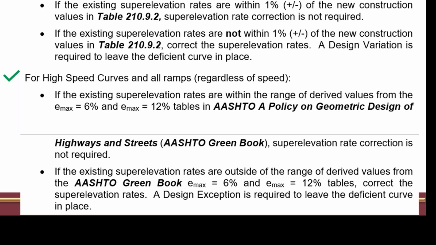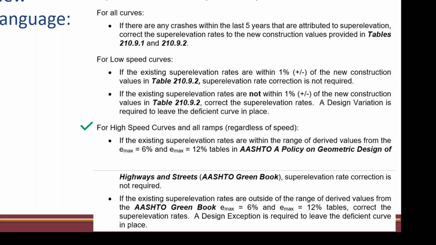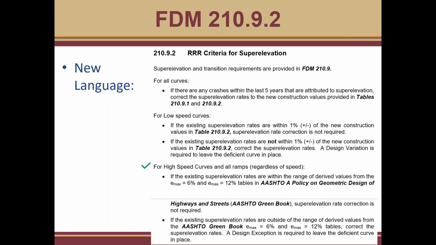That was clunky, so instead, now we tell you that if your existing curve is within the range of derived values from the e-max 6% and e-max 12% in the AASHTO Green Book, then you do not need to correct your super. The next bullet says that if you don't fall within that AASHTO range, then you should either correct the curve or else you'll need to process a design exception to leave the deficient curve in place. This is the same criteria as before, it's just said much more clearly now. And you'll also notice that we took out note 1 that talked about the number of crashes.